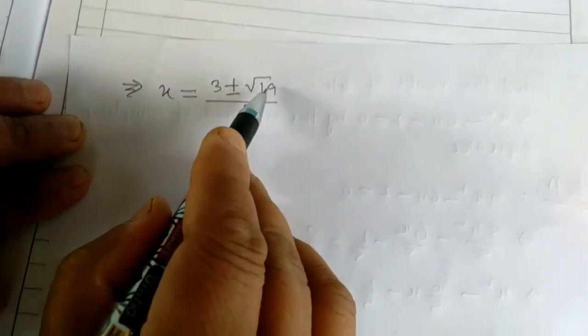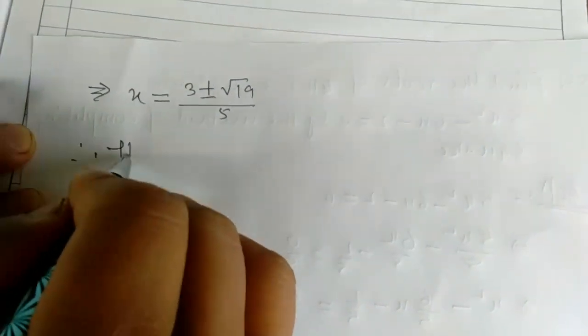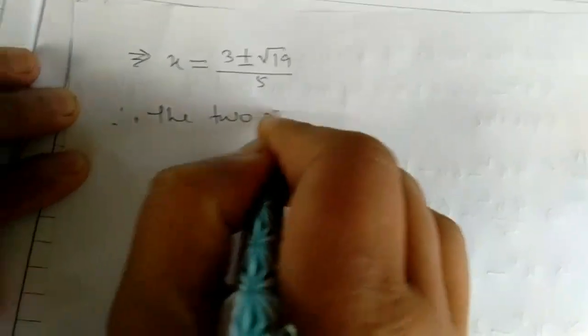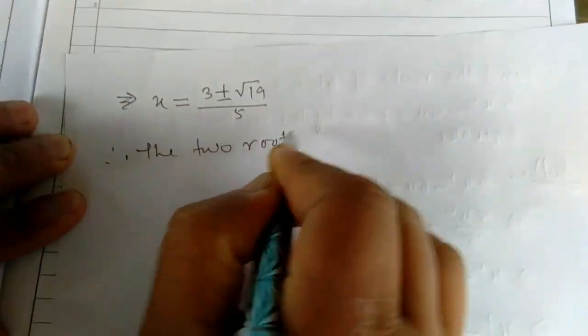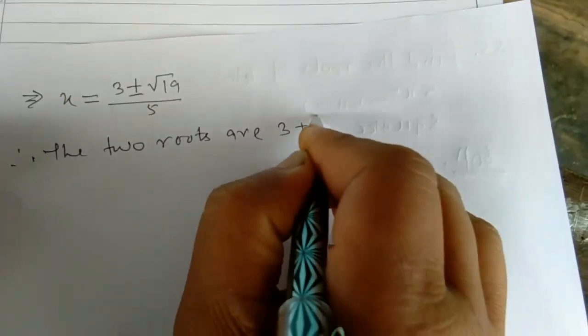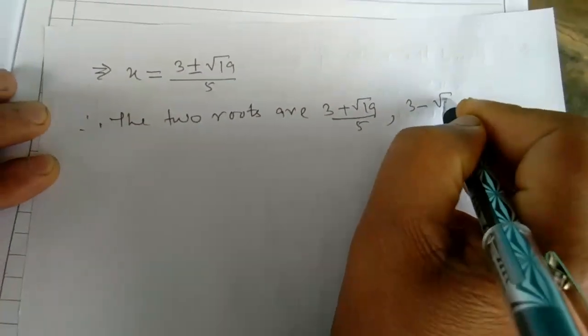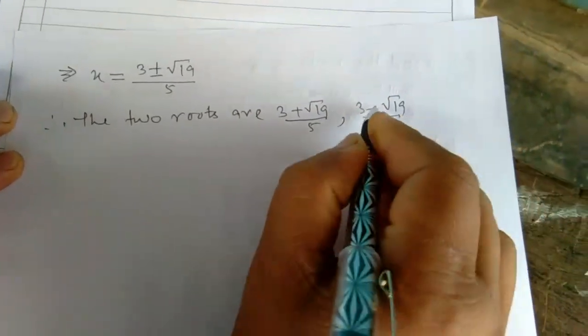Now we cannot find the square root of 19, so we stop here. So how will we write? We write like, therefore the two roots are 3 plus root 19 by 5, comma 3 minus root 19 by 5. One time plus, one time minus.